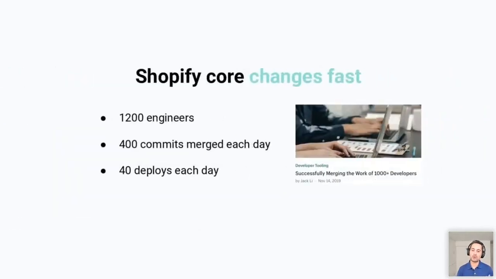But at the same time, our core monolith changes really fast. We have about 1,200 engineers that commit and merge about 400 commits or PRs every day. And from those, we do about 40 deploys every single day.